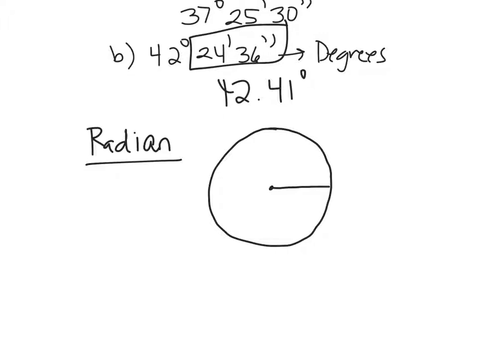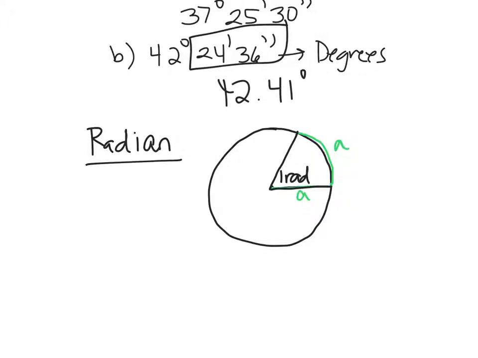And give yourself a radius. We'll just call it A. So the length from the center out to the side of a circle is A. And what I'm going to do is jump on this circle and follow it until I get that same length of A. And when I do that, what happens is I get what's called 1 radian.